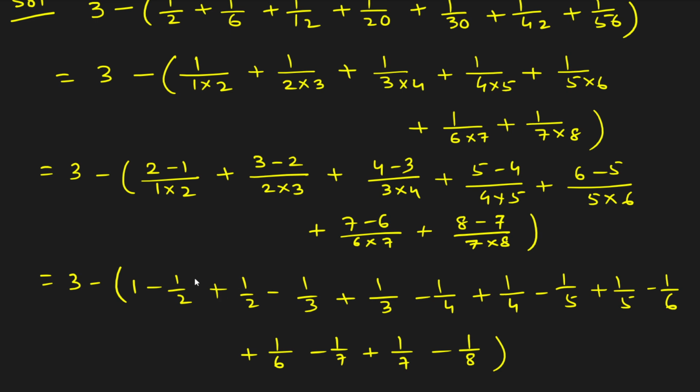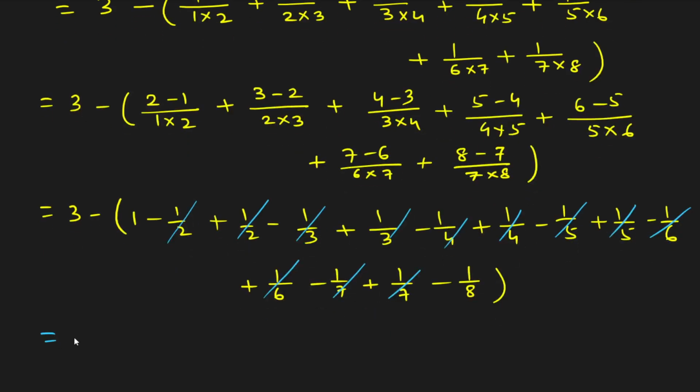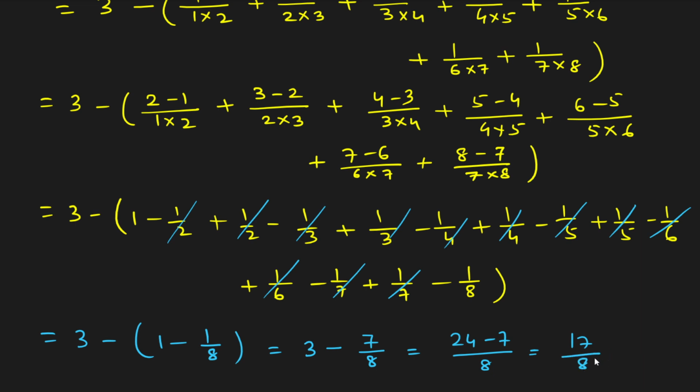Now you see most of the terms cancel out. These are all cancelled out. So what we have left now is 3, and then within the bracket we have 1 minus 1/8. So this will be 3 minus, if we take the LCM, 7/8. Now if we take the LCM, it's 24 minus 7 by 8. So it's 17/8. Okay, so this is the very simple and interesting answer.